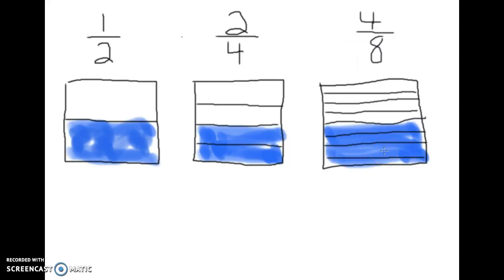Now the real question that we want to figure out is how can we simplify our fractions? How can we get from 4/8 to 1/2, which would be the simplest form because it has the smallest numbers on both the numerator and denominator without changing the value of the fraction? So we're going to do that here in just a moment.